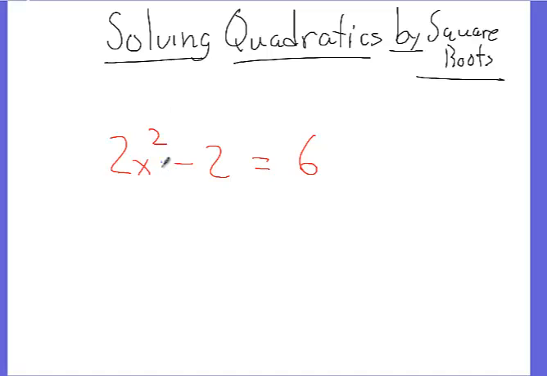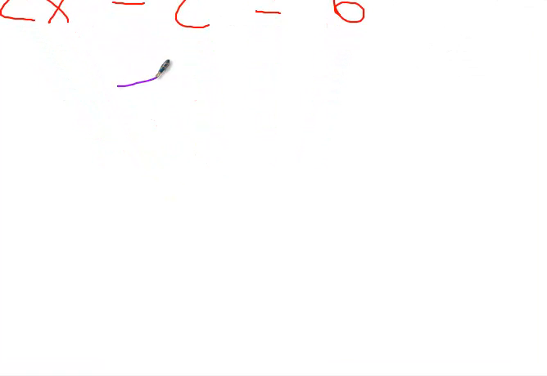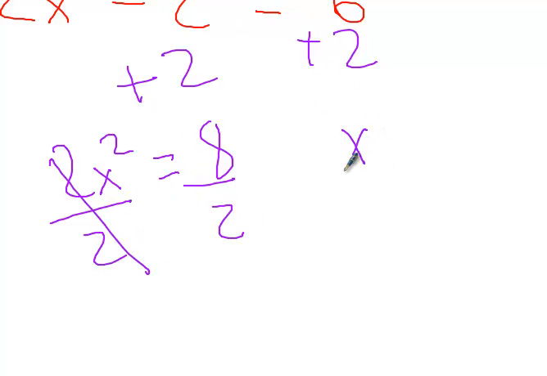So what you ultimately want to do is get the x squared by itself, so you can take the square root of both sides and get an answer. In order to do that, I want to get this negative 2 to the right side by adding it. So I have 2x squared equals 8. Then you want to divide both sides by 2. We get x squared equals 4.